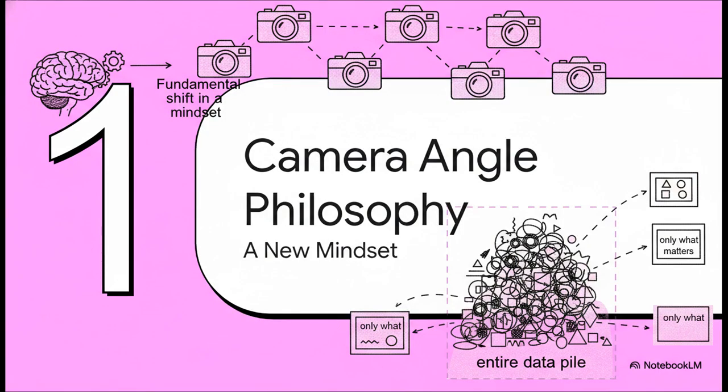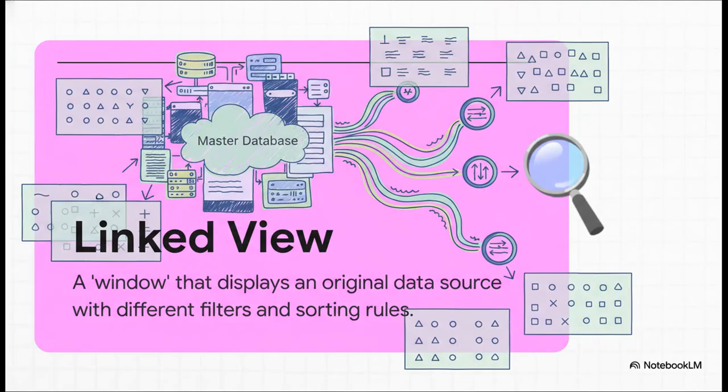The solution isn't to make more databases or scatter your info all over again. No, the solution is a total shift in how we think. We need to stop looking at the entire data pile. Instead, we need to start creating specific, focused views, what the blueprint brilliantly calls camera angles, to see only what matters in that moment. The piece of tech that makes this all possible is called the linked view.